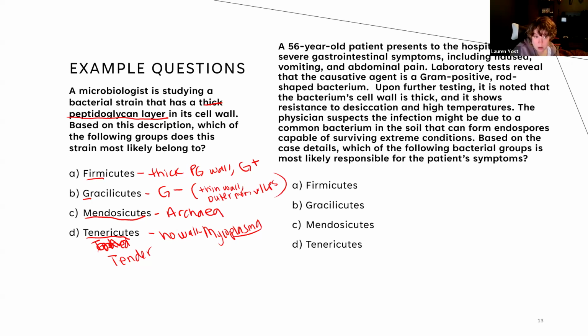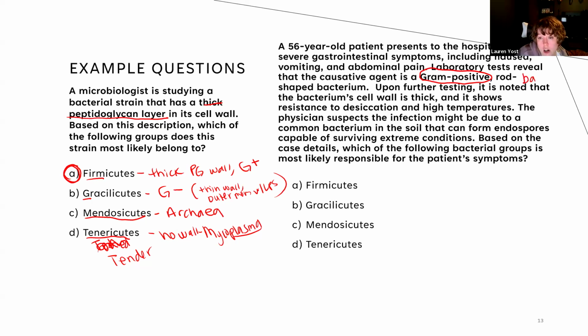So question 1, thick peptidoglycan layer. Our answer was A. Our second question, a 56-year-old patient presents to the hospital with GI symptoms, including nausea, vomiting, and abdominal pain. Laboratory tests reveal that the causative agent is a gram-positive, rod-shaped bacterium. Well, the shape. So if it's gram-positive, it's probably going to go in the Firmicutes, right? It's rod-shaped. Just to remind you guys, we call rod-shaped a bacillus.